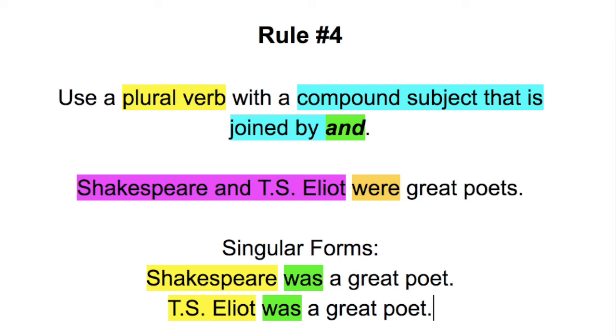Now what if it was just Shakespeare? Shakespeare was a great poet. T.S. Eliot was a great poet. But when we put them together in a compound subject, we're talking about both of them, not one or the other, both of them. So we use the plural verb, were.